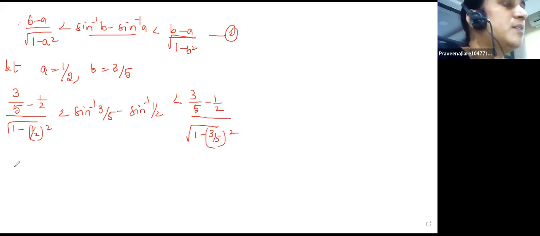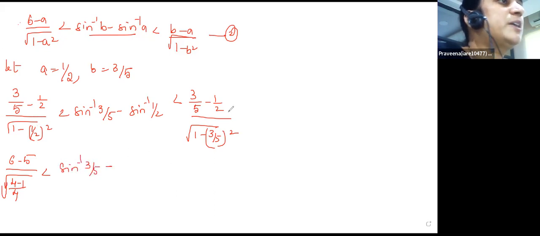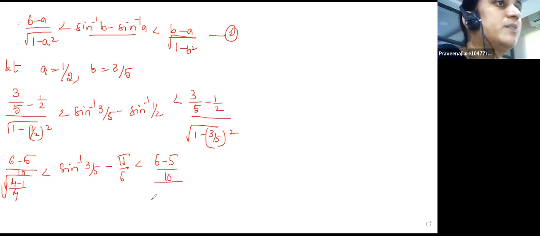For that, take the LCM, that is 6 minus 5 by root 1 by 4 here, that is 4 minus 1 by 4, less than sin inverse 3 by 5 minus sin inverse 1 by 2. What is the angle of that, ma? 1 by 2, when does it exist for sin? 5 by 6 less than 6 minus 5 by 10, divided by here 25, right? That means 25 minus 9 by 25.